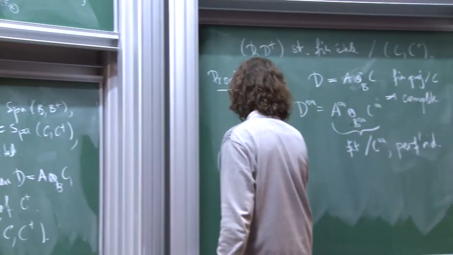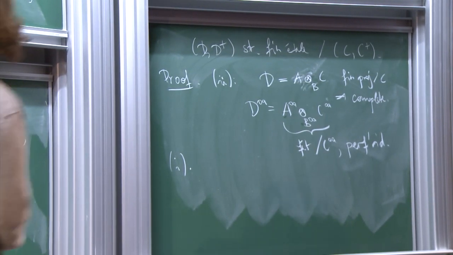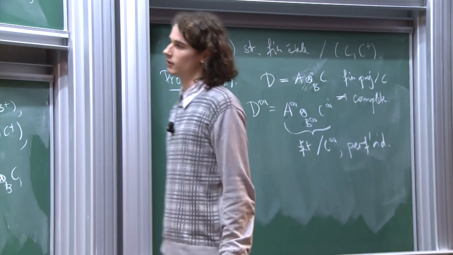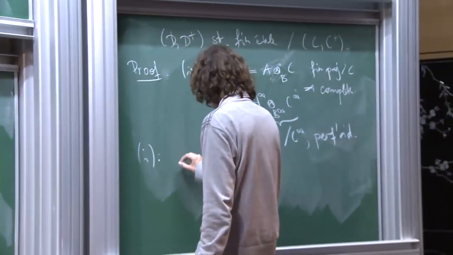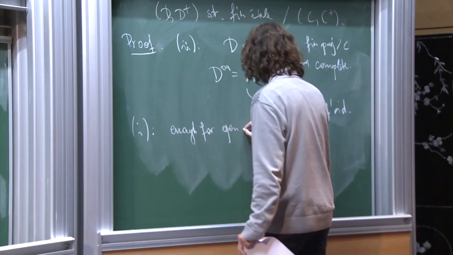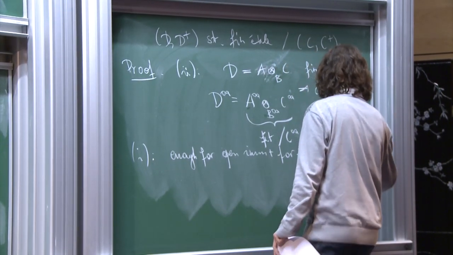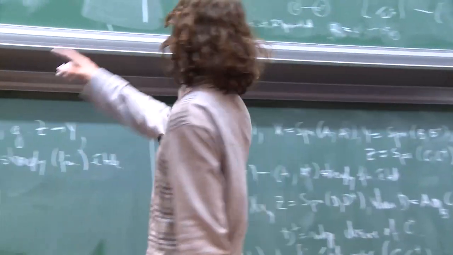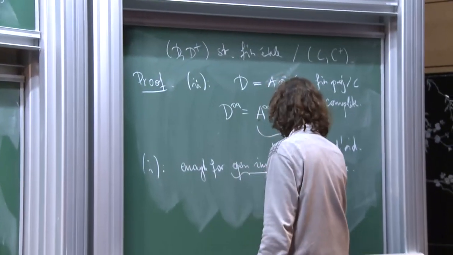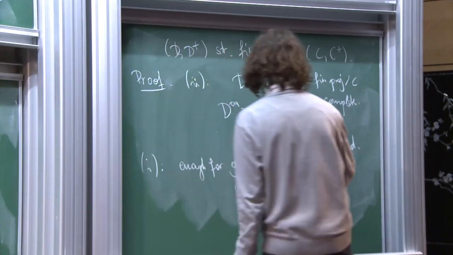For part 1, it's enough to do it for open immersions and for finite étale maps. Because somehow in the general case it's at least locally a composite of the two, and so open immersion is clear somehow. And for finite étale, we reduce to the case handling part 2.